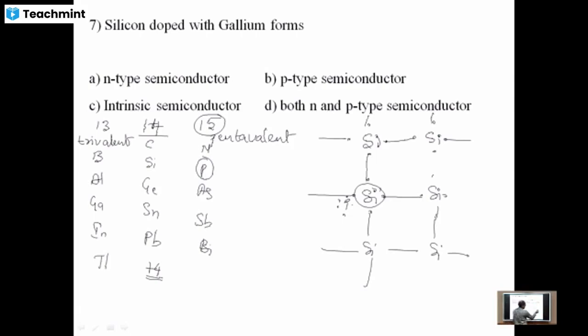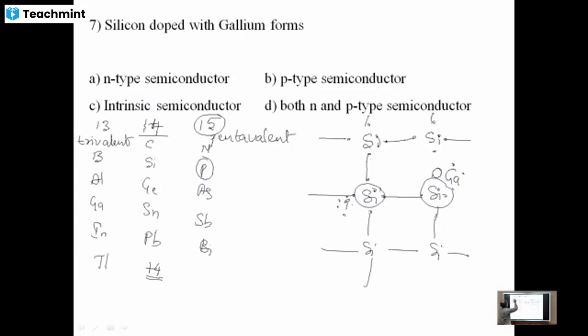At the same time, when a trivalent atom like boron, aluminium, gallium, indium, thallium is added into intrinsic semiconductor, the tetravalent silicon is replaced by one of the trivalent atom, for example, gallium. When the gallium is added, we know it is trivalent having only 3 valence electrons. There is a shortage of 1 electron. Silicon is having 4 electrons, gallium having only 3 electrons. Therefore, there is a shortage of 1 electron. Deficiency of 1 electron is termed as a positive charge. Therefore, they are called P-type semiconductors.